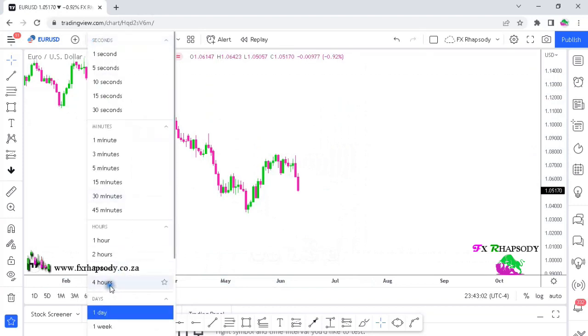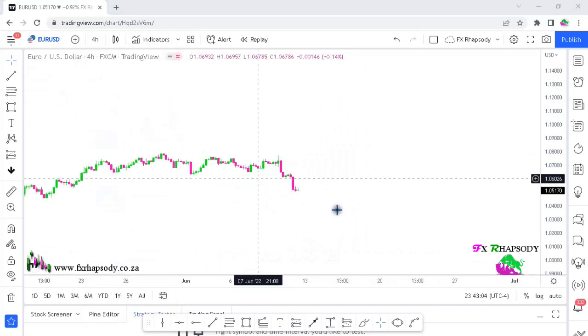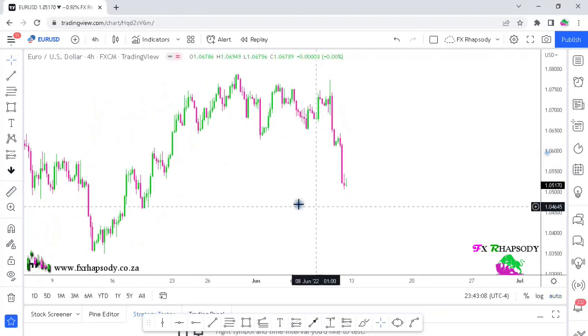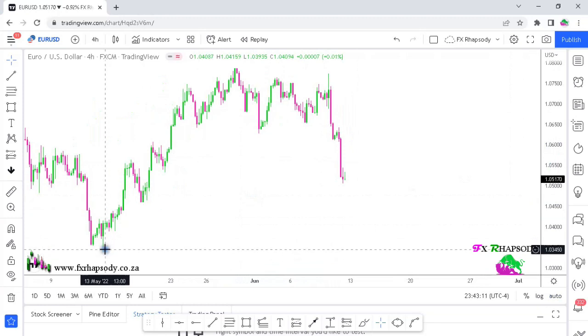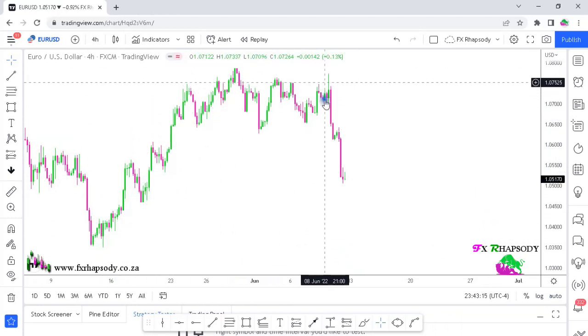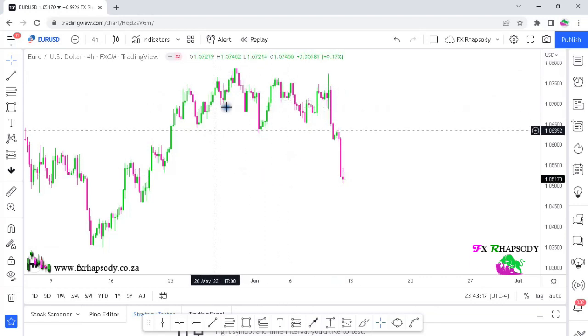4-hour time frame. So on a 4-hourly time frame, let's just zoom it out a little bit. Okay, so we see this big push to the upside where it has touched that trend line at the top on the daily time frame, respecting that area.